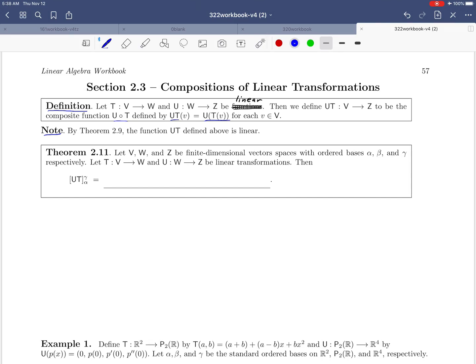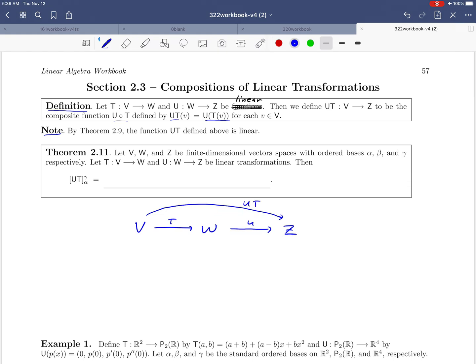I want to jump down and just draw a diagram of this so you can picture what's going on with this function composition. So we've got one transformation T that's taking us from V to W, and then another one called U that's taking us from W to Z. And the composition is just taking us from the beginning to the end. So you can picture UT as being that mapping there.